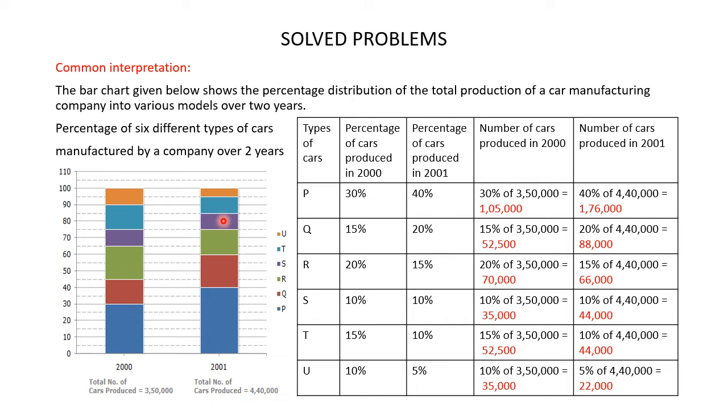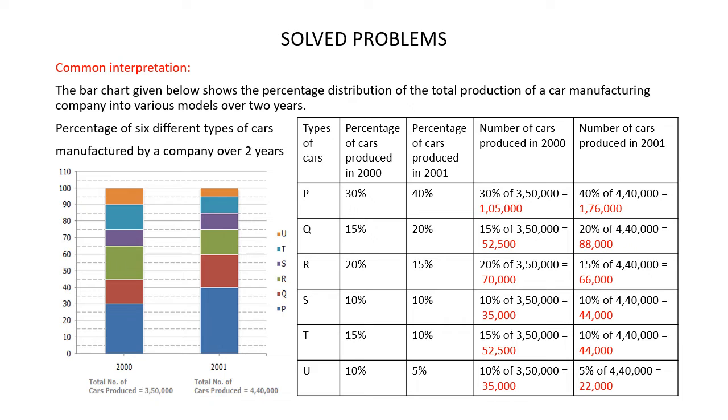The purple rectangle is for S type of cars. The height of this purple rectangle is 85 minus 75, which is 10. This means that 10% of the total number of cars produced in 2001 is of the S type.